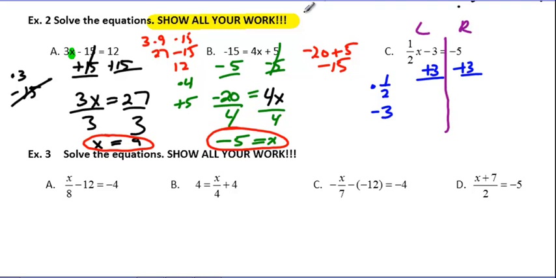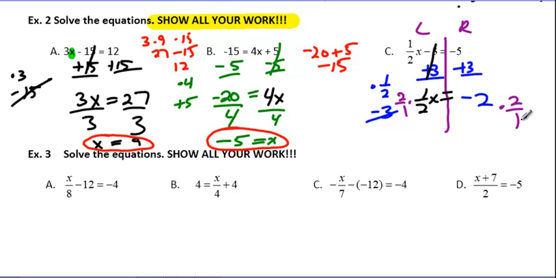Alright, and what that does for me, on this side, I still have my half of x. Negative 3 and positive 3, that's gone. And on this side, I end up with negative 2. Okay, now, took care of that. The 1/2, there's 2 ways of doing this. You could divide by a half both ways, but what we like to do with fractions is multiply by reciprocals.